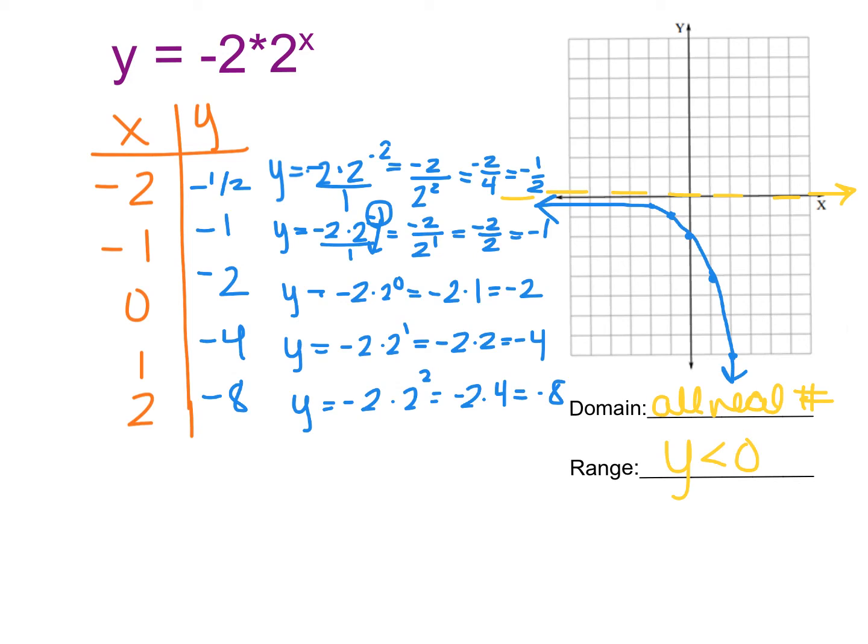Then from here we look, and because 2, that multiplier number with the x as the exponent, is larger than 1, we have exponential growth. I know that it's shooting downward, but because it has a b value here, or a multiplier value with an exponent of x that is larger than 1, we have an exponential growth graph.